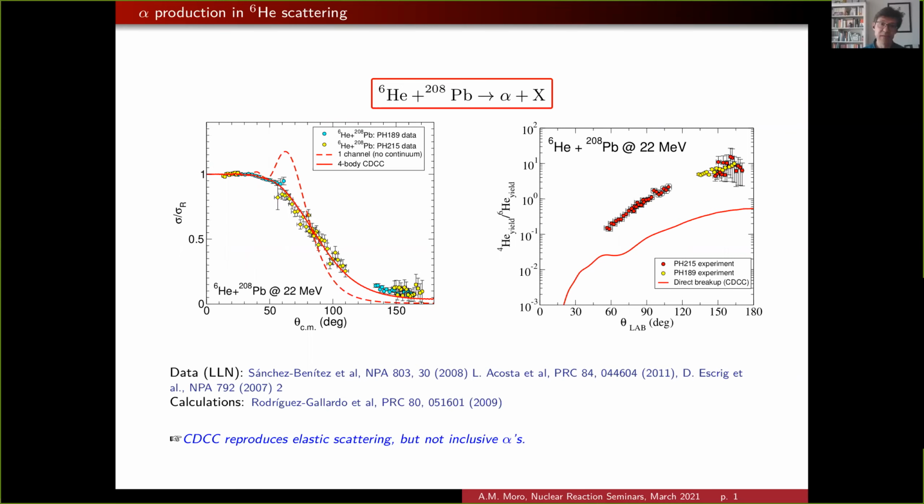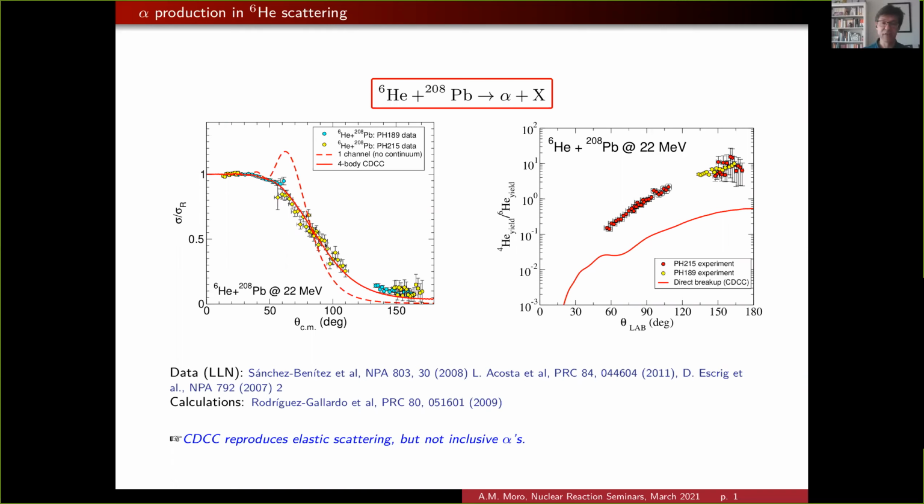This is probably the problem that called our attention to this topic. At that time, more than 10 years ago, we were studying elastic scattering and inclusive breakup of weakly bound nuclei with our colleagues from Sevilla and other universities abroad. After many efforts of theoretical and also experimental development, we came to this nice result for elastic scattering that you can see, which summarizes all these theoretical developments.